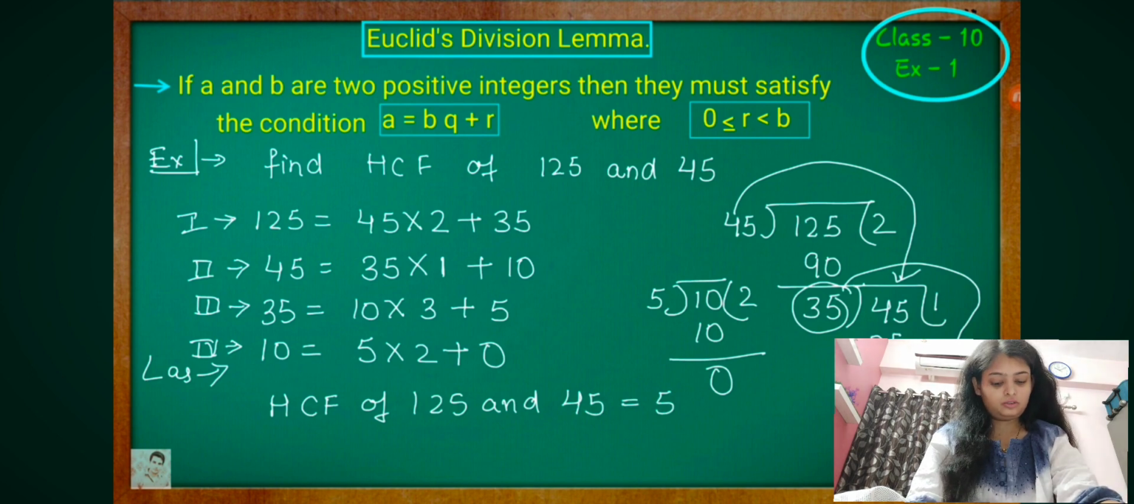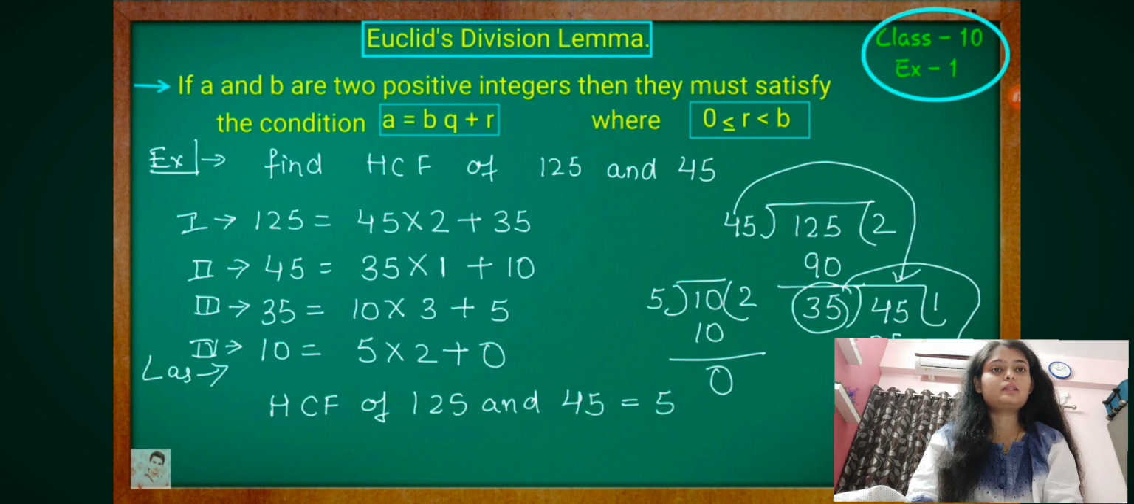What we have understood today is Euclid's division lemma. The positive integers are a and b. They must satisfy the condition a equals bq plus r, where r is the remainder, always greater than or equal to 0 and less than b. We understood this with the help of the example: dividend equals divisor into quotient plus remainder, where 4, 5, 6, 7, 8, 9 are divided by 3, and the value of the remainder is always greater than or equal to 0 and less than the value of b, that is 3 here.